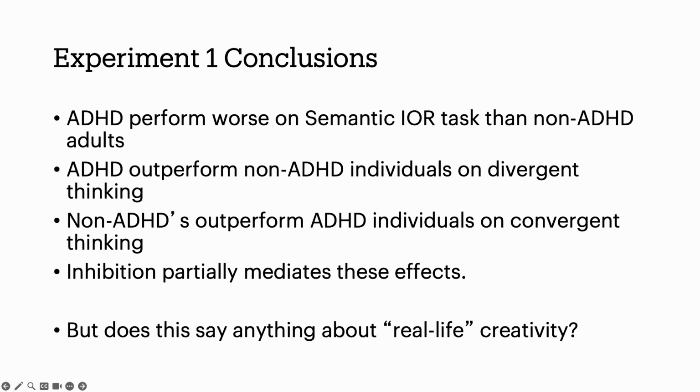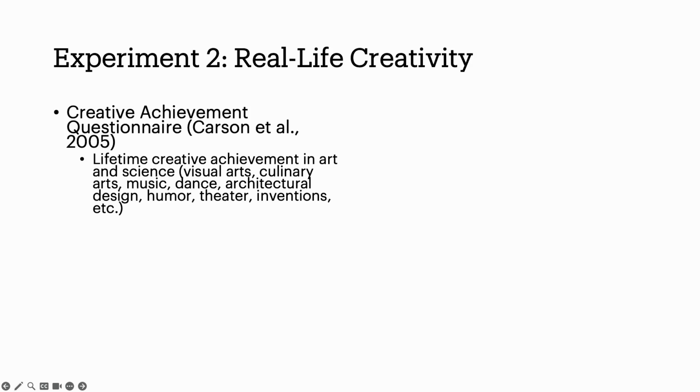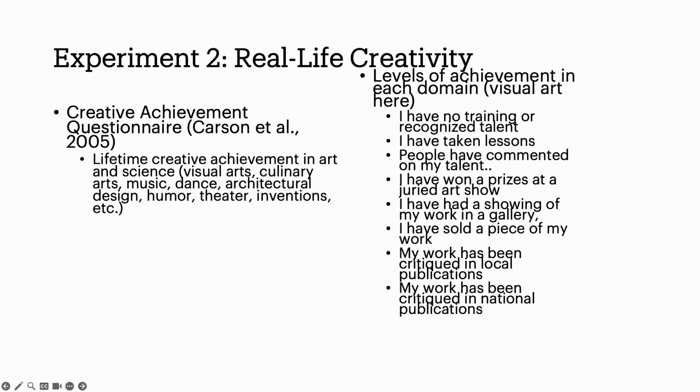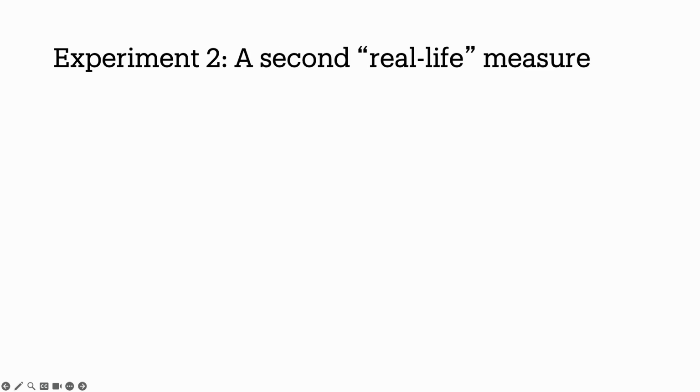But we just did these lab tasks, and we wanted to know if it had an impact on real life creativity. So we gave people a questionnaire called the Creative Achievement Questionnaire, and it asked for lifetime creative achievement in art, science, visual arts, culinary arts, etc. And then there would be levels of how creative you've been in those domains. Like, I have no training or talent, I've taken lessons, people have commented on my talent, I've won prizes, I have had a showing of my work, I've sold a piece, my work has been critiqued in local publications, and it's been critiqued in national publications. So it's a level of how creative you've been in these different domains.